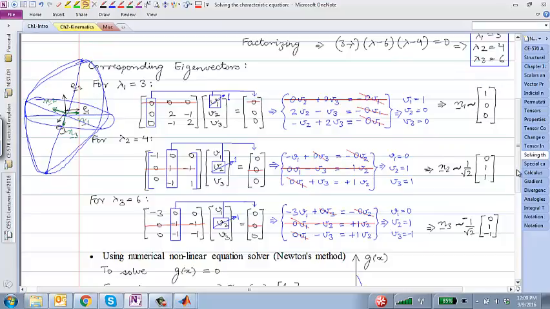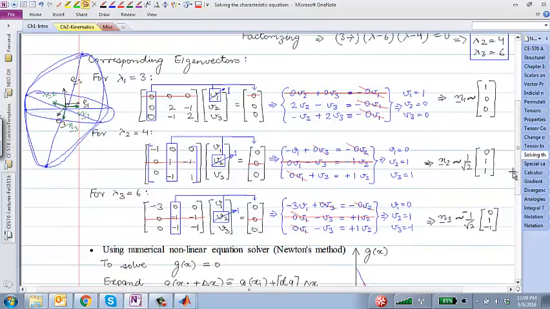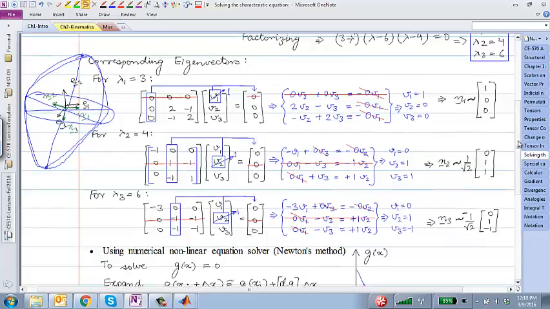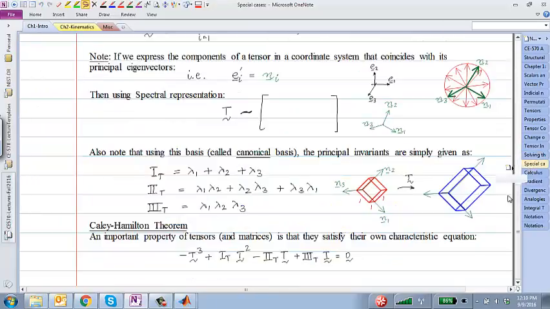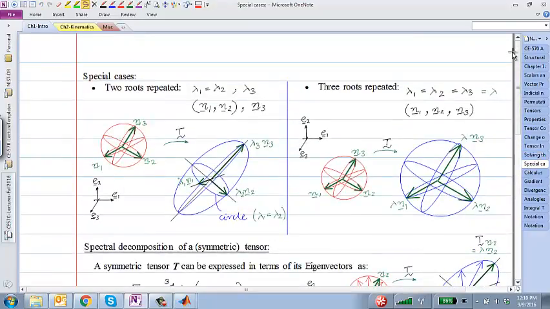Great. All right. So that's basically some quick overview of what tensor invariants are and how you can find them and how you can visualize a given tensor using those invariants. Let's move to some special cases, as I was mentioning. It so happens that sometimes the characteristic equation for a tensor will have a repeated root, meaning lambda 1 could be equal to lambda 2 distinct from lambda 3.